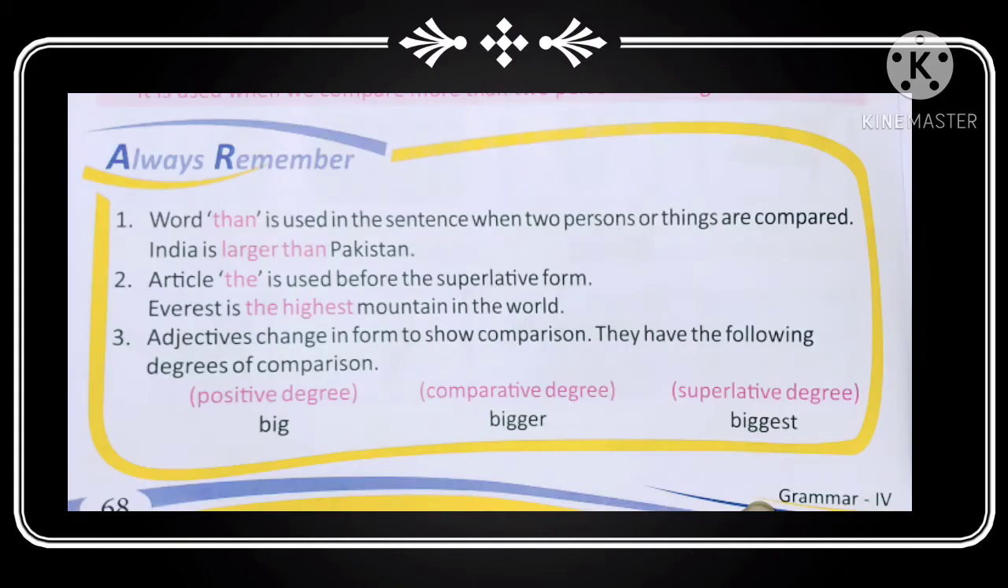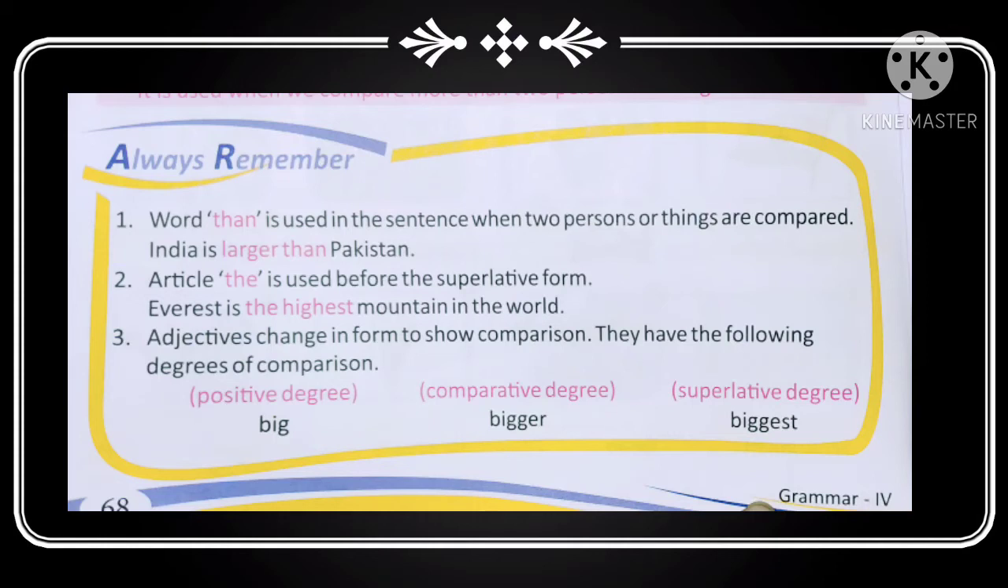So dear students, always remember that the word than is used in comparative degree. The word than is used in the sentence when two persons or things are compared. So when we form comparative degree, we use than.